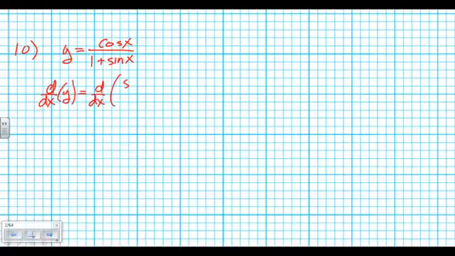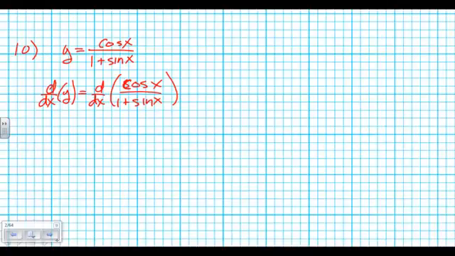Number 10. In number 10, we have y is equal to cosine x over 1 plus sine x. Again, I'm looking for dy dx, so I'm going to take the derivative with respect to x of both sides. Cosine of x over 1 plus sine of x. This time, what rule is hopping out at us? The quotient rule.